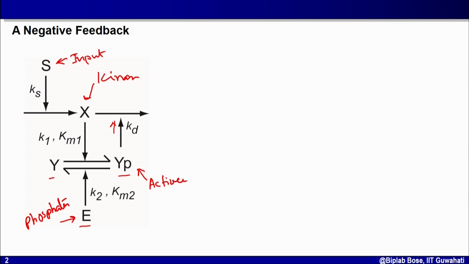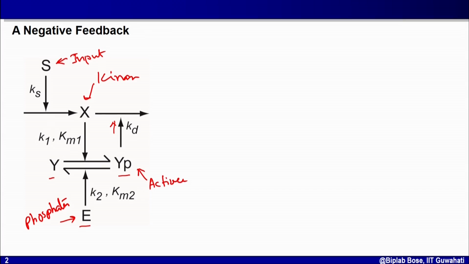So what is happening here? S is promoting production of X, X is promoting formation of YP, and YP in turn is increasing degradation of X. So that means I have a negative feedback here. X is producing YP, YP is degrading X. So the network or circuit shown here in this figure is a simple negative feedback circuit which can be triggered by an input signal S. And we want to analyze how the input will affect the output for this particular circuit.